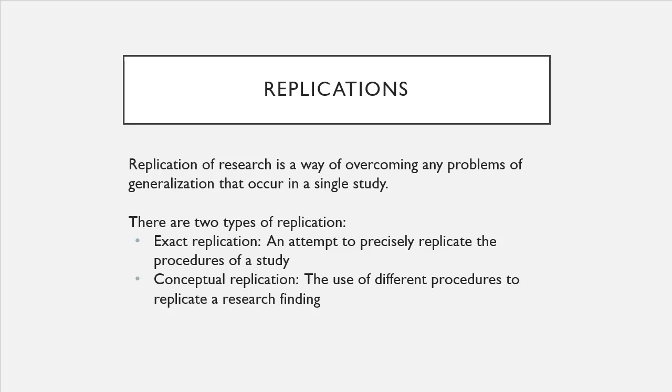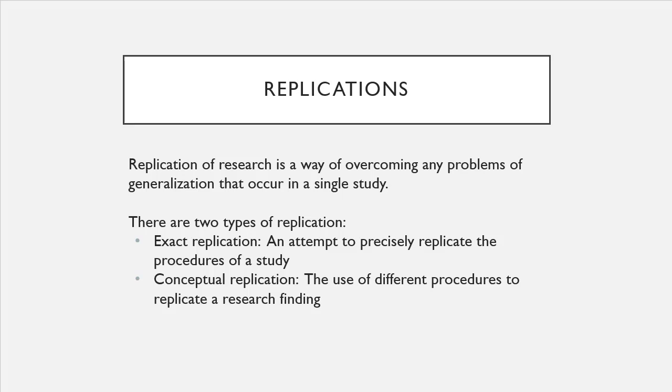So if we're measuring some kind of treatment and we measure it with males and females, and then we use different ethnicities and different sexual orientation, we get the same results, then what we can do is we can say that it appears to be a generalizable phenomenon because it works with many different populations of individuals.